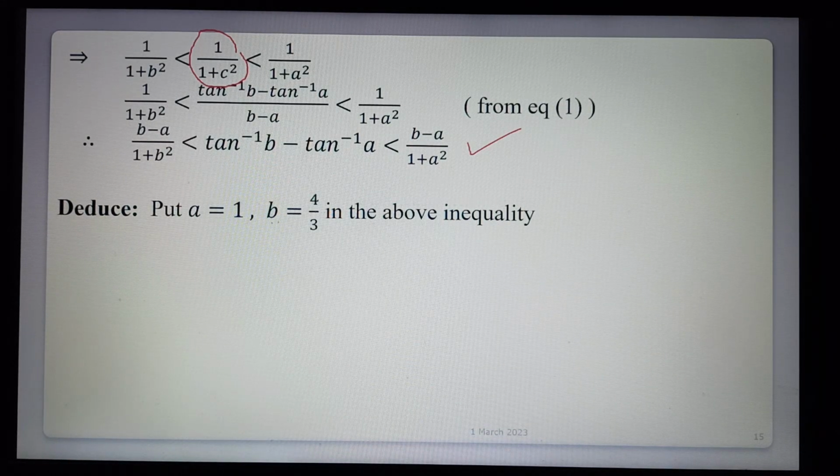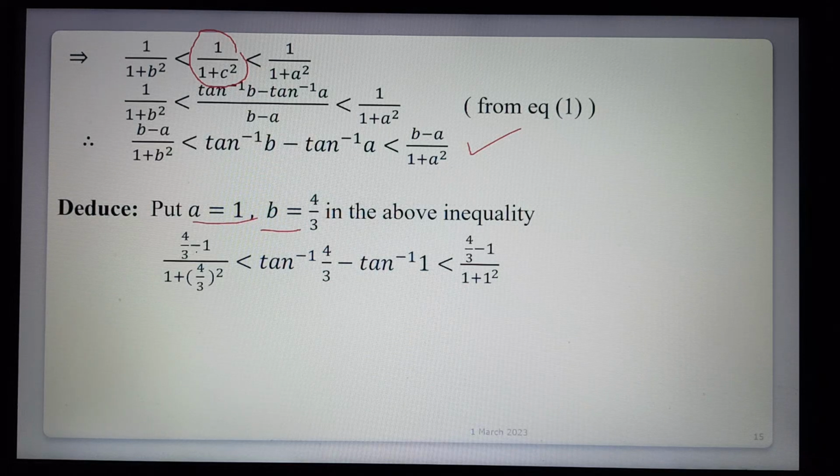Next, deduce that. In the above inequality, substituting a is equal to 1 and b is equal to 4 by 3. This is the only assumption; from the given inequality, directly substituting: (4 by 3 minus 1) by (1 plus 4 by 3 whole square) is less than tan inverse 4 by 3 minus tan inverse 1, which is less than (4 by 3 minus 1) by (1 plus 1 square). Simplification gives (1 by 3) by (25 by 9) less than tan inverse 4 by 3 minus 5 by 4, less than (1 by 3) by 2.